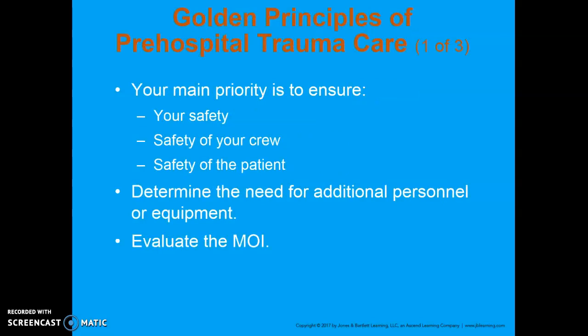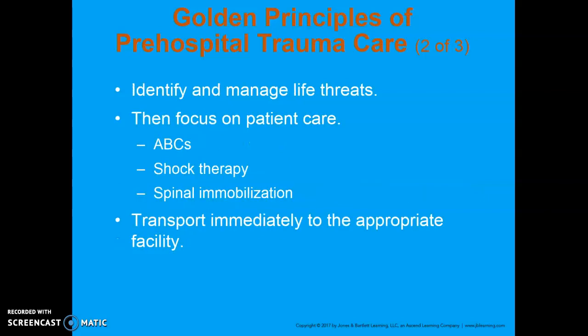Some of the governing principles that we have for pre-hospital trauma care: again, the main priority is safety. Safety of all of us working on the scene, and then safety for the patient as well. Determine your need for additional personnel or equipment. Sometimes it's just something we can't handle, either the safety of the scene or the actual patient themselves. Evaluate your mechanism of injury. That helps you determine those injury patterns. Identify and manage your life threats, which you find during that primary assessment.